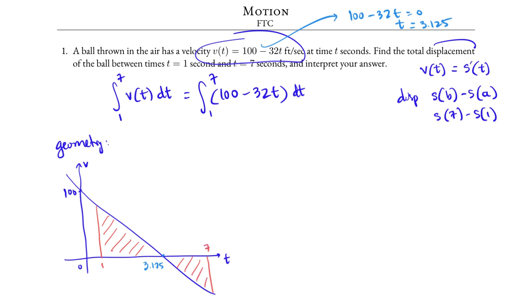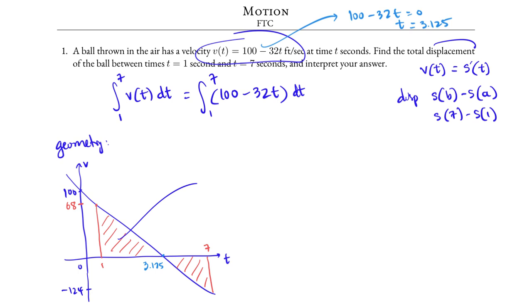And so we are also interested in the velocity when t equals 1. If we plug 1 into the velocity function, we see that v of 1 equals 68. So the height is 68. And if we plug 7 into the velocity function, we see that the height is negative 124. The definite integral is now the sum of the two areas of these two triangles.